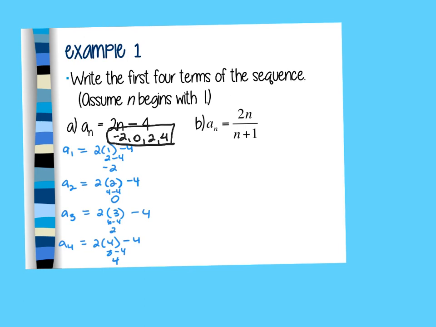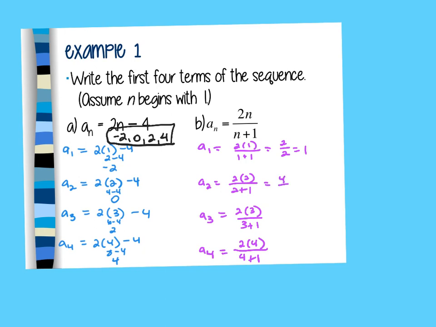So if I do it with B, a sub 1 is 2 times 1 over 1 plus 1. A sub 2 is 2 times 2 over 2 plus 1. A sub 3 is 2 times 3 over 3 plus 1, and a sub 4 is 2 times 4 over 4 plus 1. So here I get 2 over 2, which is 1. Here I get 4 over 3, which stays that way. 6 over 4, which becomes 3 over 2, and 8 over 5, which would stay that way. So the terms in this sequence would be 1, 4 thirds, 3 halves, and 8 fifths.